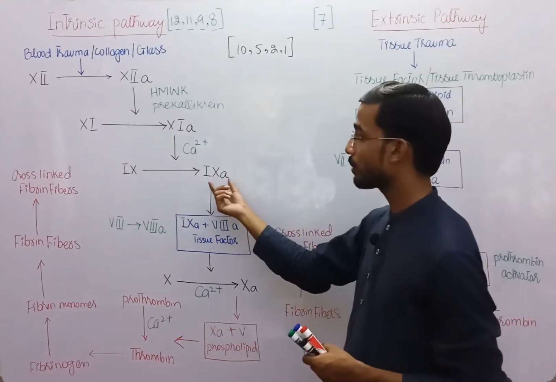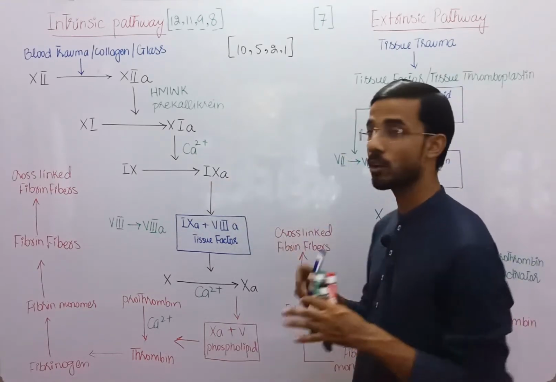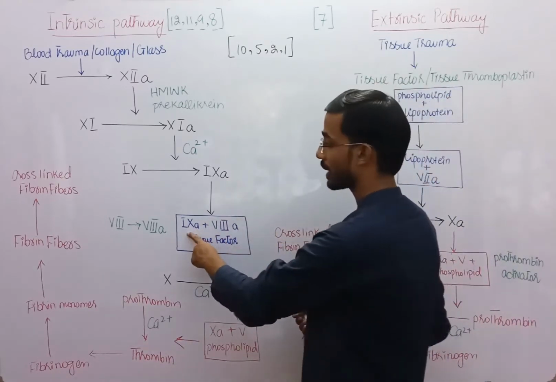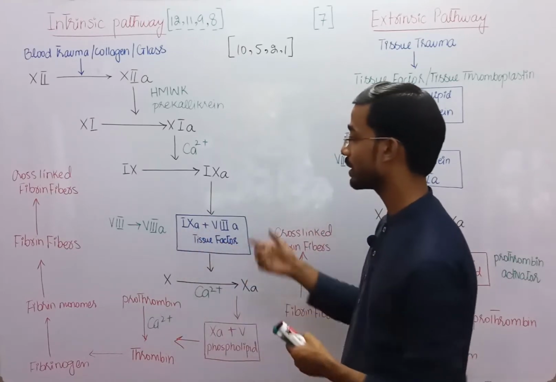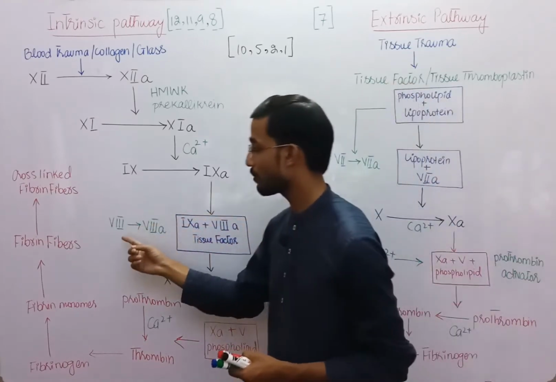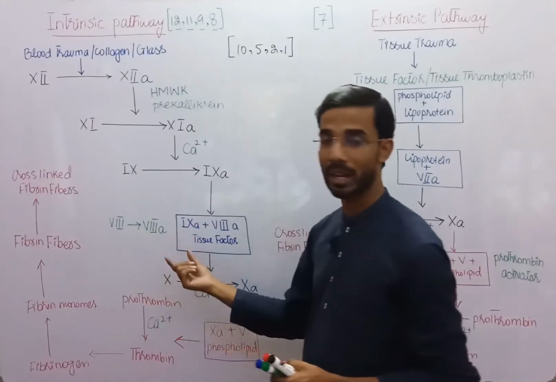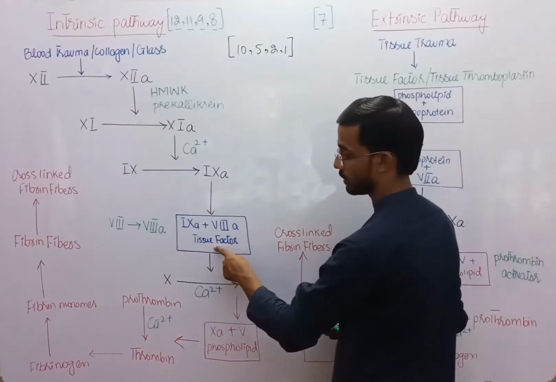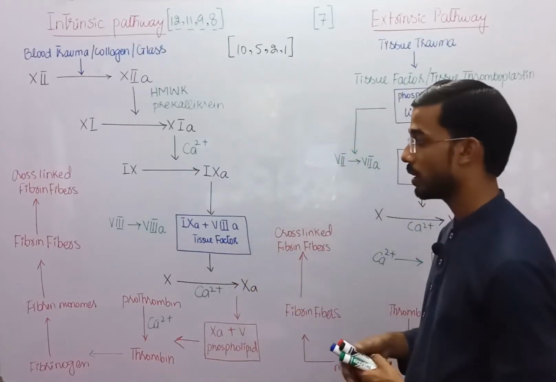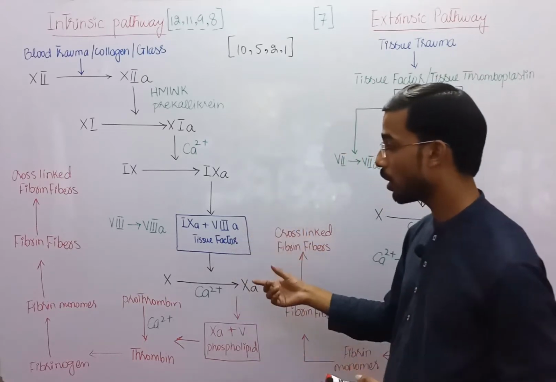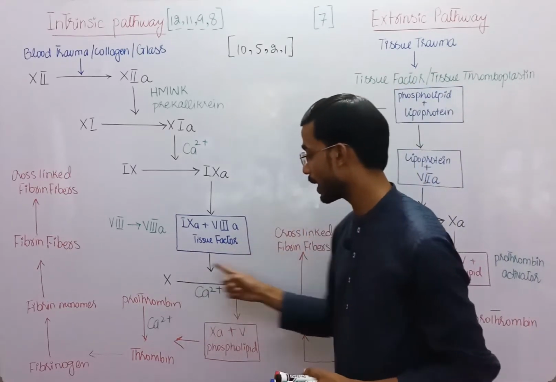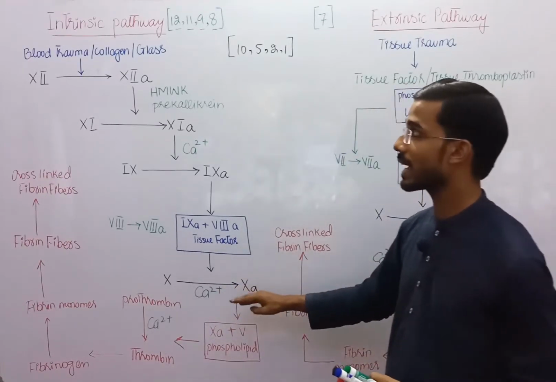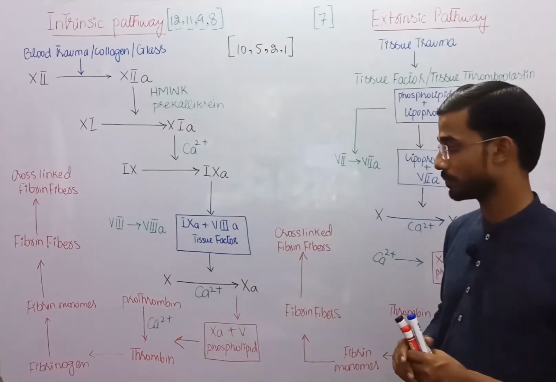And next, factor 9 forms a complex with other things. What things are involved? Factor 9 and activated factor 8. Factor 8 converts into activated factor 8 and becomes part of this complex, along with tissue factor. So this complex is involved in the conversion of factor 10 to activated factor 10 in the presence of calcium. Up till now, this is the part of the intrinsic pathway.